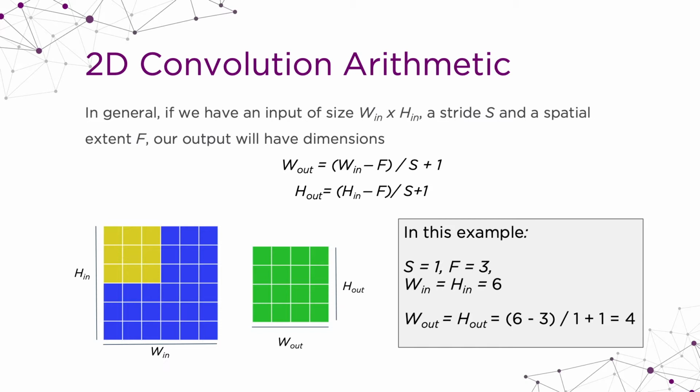Here in this example, we have our kernel that is 3 by 3. We're using a stride of 1. We have our width and our height that are equal to 6, right? That's the number of pixels for each. If we plug in the numbers, we see that our W_out and H_out, in this case because of the symmetry of the problem, is equal to 4, which is exactly what we'd expect.